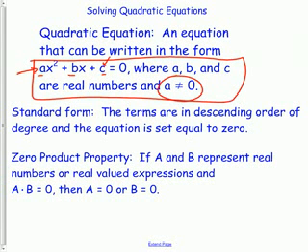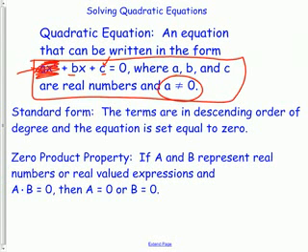Because otherwise, if that was 0, then 0 times x squared would mean the whole first term would be what? 0, it would be gone. And then it wouldn't have a squared on it anymore, would it? Then it wouldn't really be a quadratic. That's all they're trying to say.